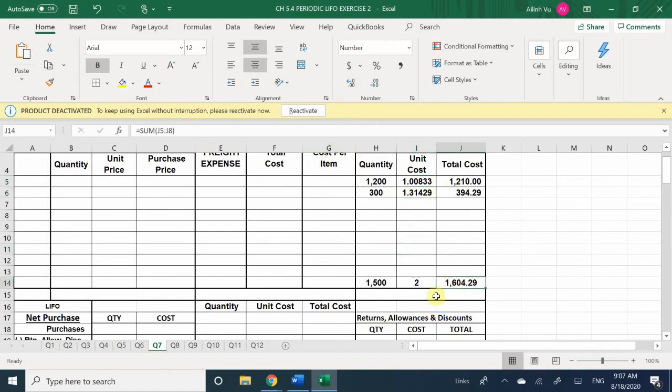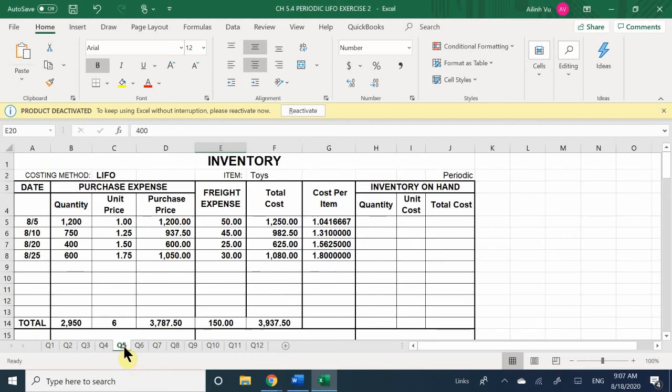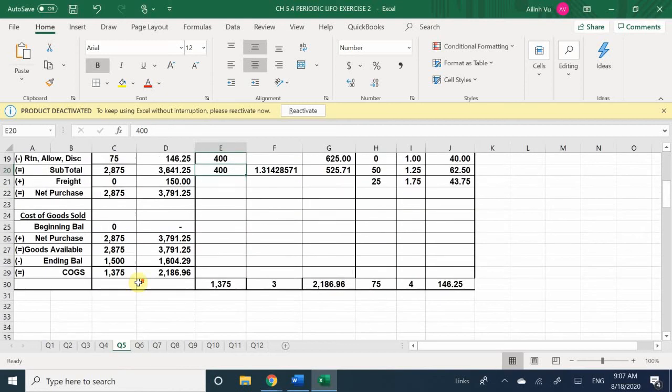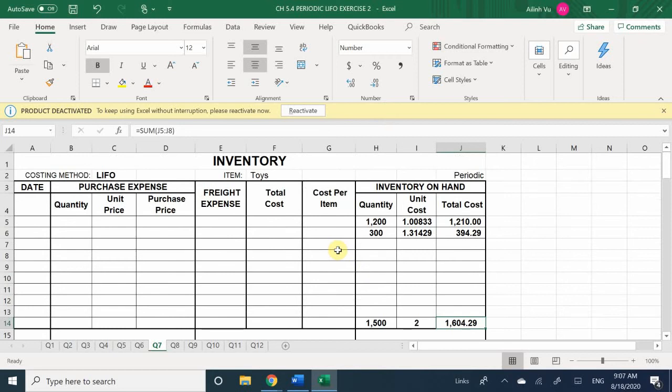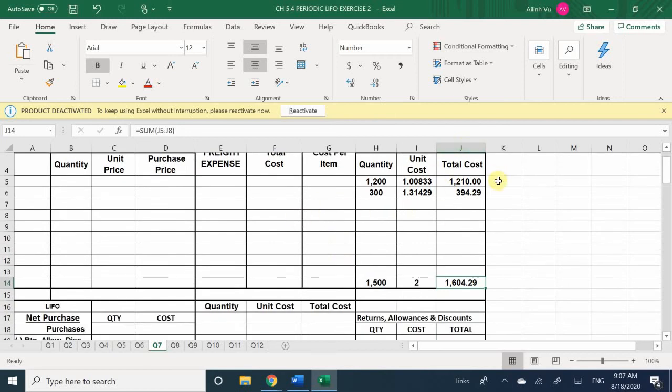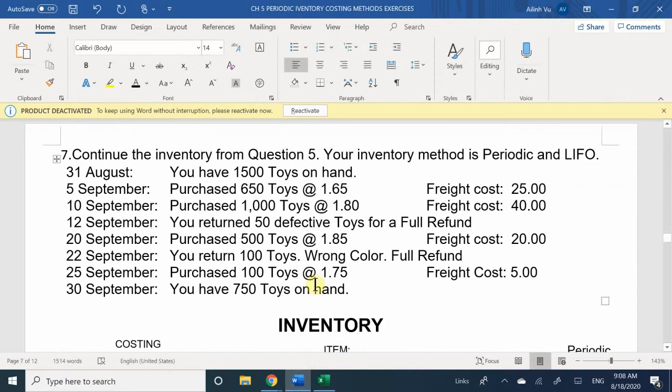Now let's confirm. Was 1,604.29 our ending balance from before? Yes, 1,604.29. So we're on the right track here. So good. All right, this is batch number 1 and batch number 2. So what happened on September 5th?